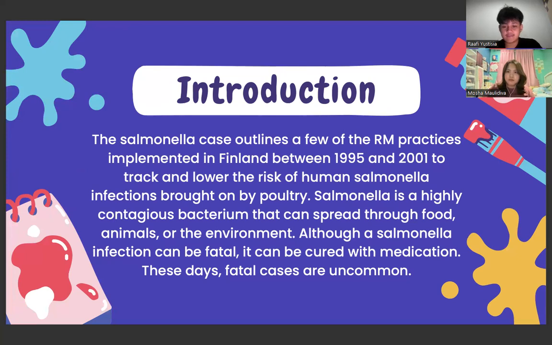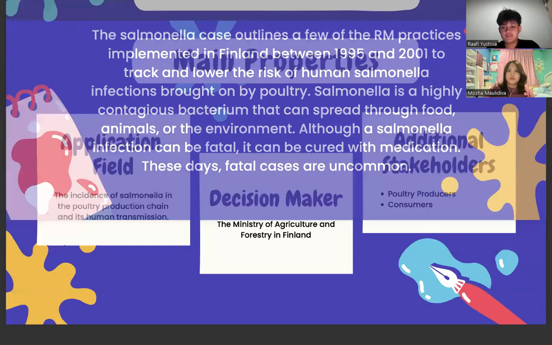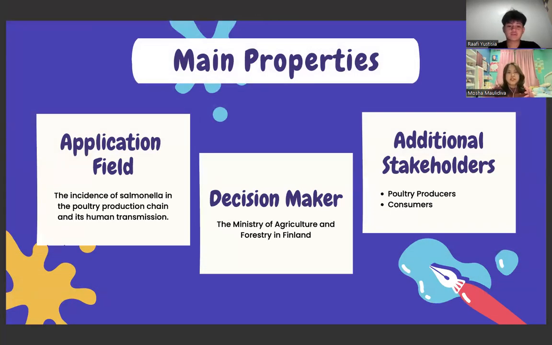The next slide. Here are the main properties of the study. The first one is the application field, which is the incidence of Salmonella in the poultry production chain and its human transmission. The second one is the decision maker, the Minister of Agriculture and Forestry in Finland. And the third one is additional stakeholders: poultry producers and also consumers.